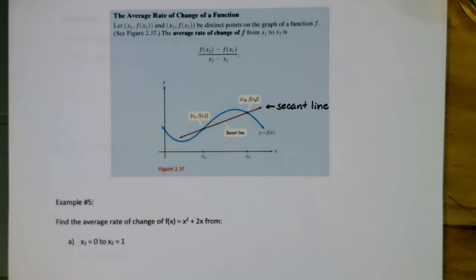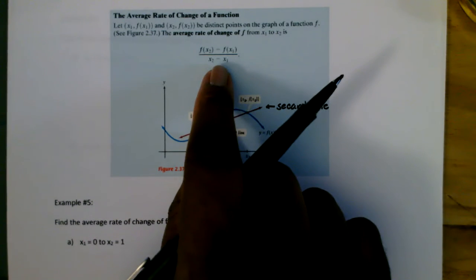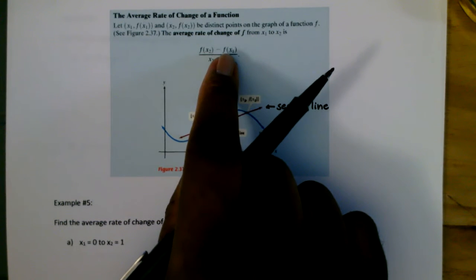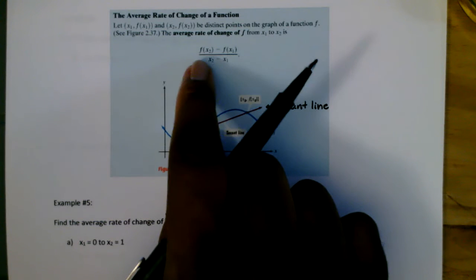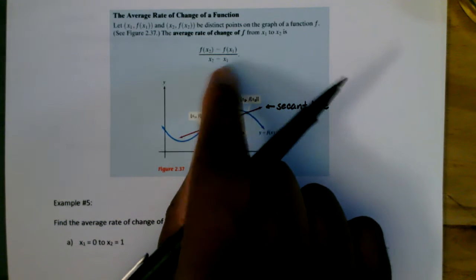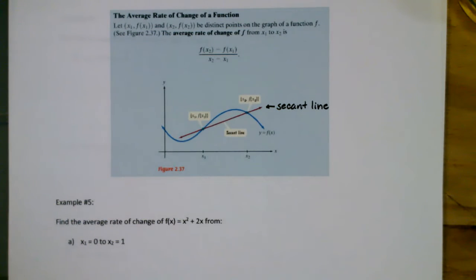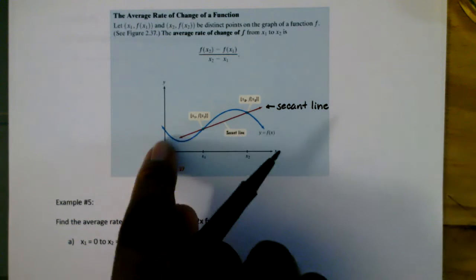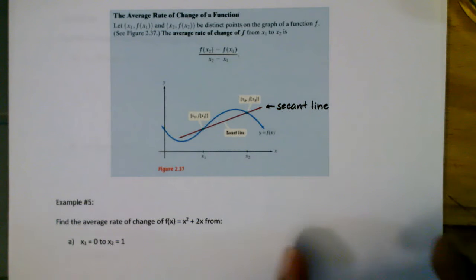Now, the average rate of change of f from x1 to x2 is going to be this: f of x2 minus f of x1, all divided by x2 minus x1. Similar to the slope formula, but pretty much you're looking for the slope of this secant line. That's what we'll be looking for.